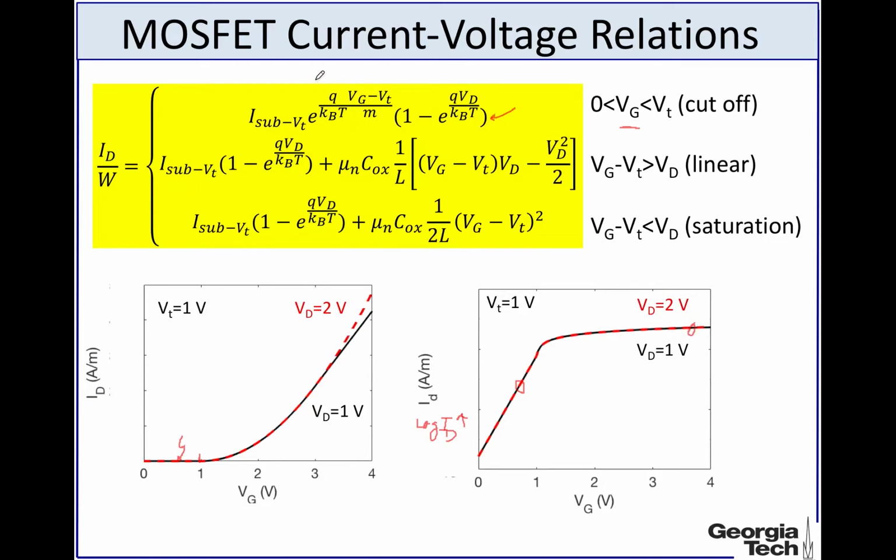And the reason is that this factor 1 minus e power minus qVd over kT goes very quickly to 0 when Vd is of the order of kT by q. So if Vd is larger than 3kT by q, there is absolutely no dependence of the subthreshold current on drain voltage, and as a result the subthreshold current does not depend on the drain voltage.